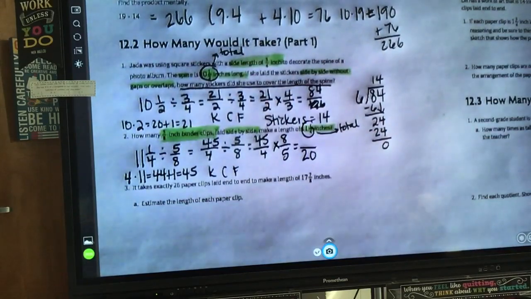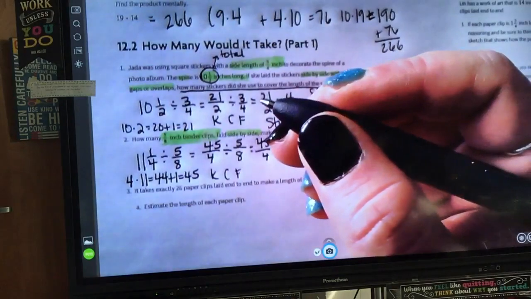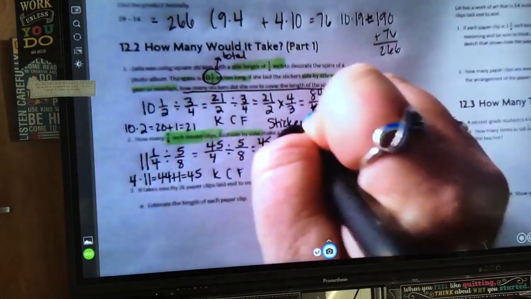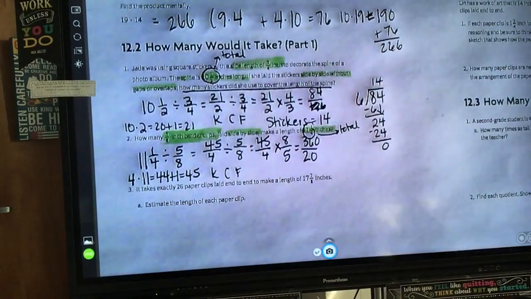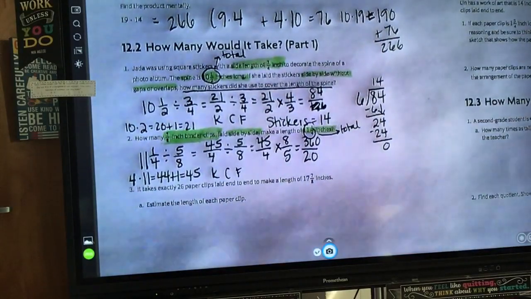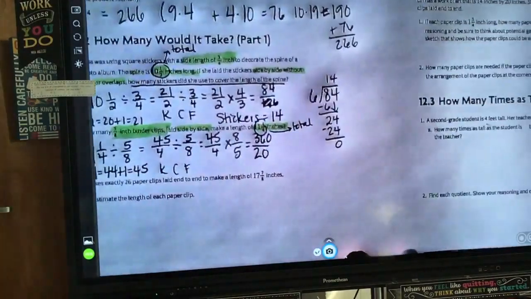All right, William, what is 45 times 8 equal? 45 times 8 equals 360. All right, does 360 20ths tell us how many binder clips will fit? No. So what do we have to do with this? What do we have to do with it?